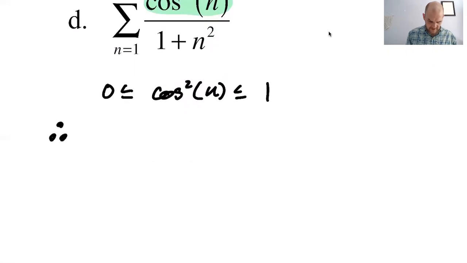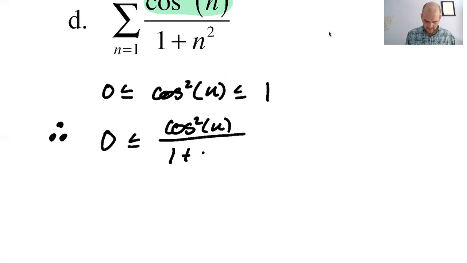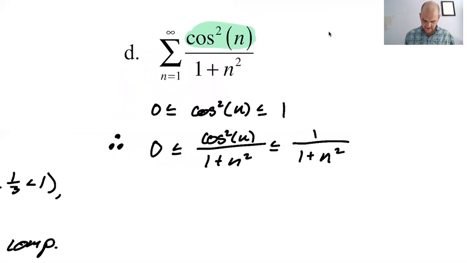So then that means that 0 over 1 plus n squared is less than or equal to cosine squared of n over 1 plus n squared, which is less than or equal to 1 over 1 plus n squared. This is true because 1 plus n squared is always positive, so we're not changing any signs by doing this. I'm literally just multiplying everything by 1 over 1 plus n squared. Doesn't really matter. Okay, so this is definitely true.